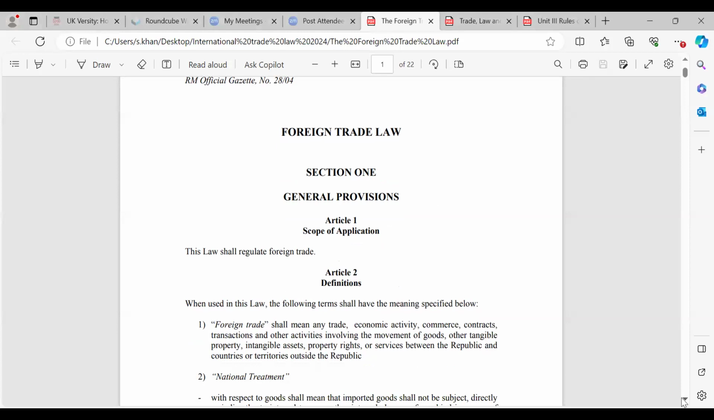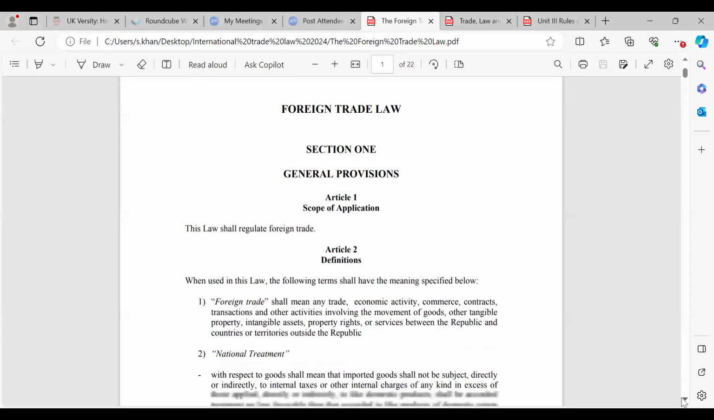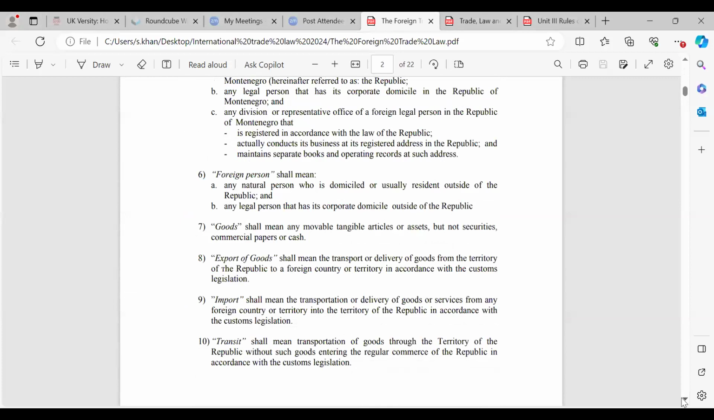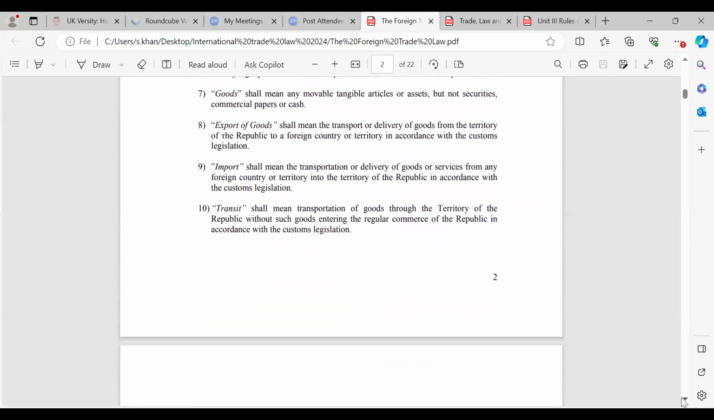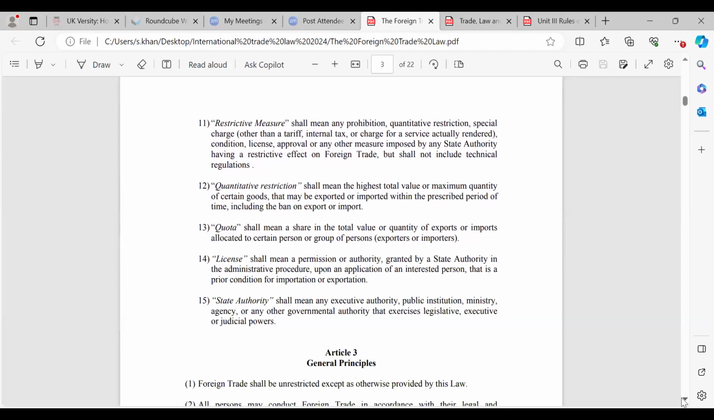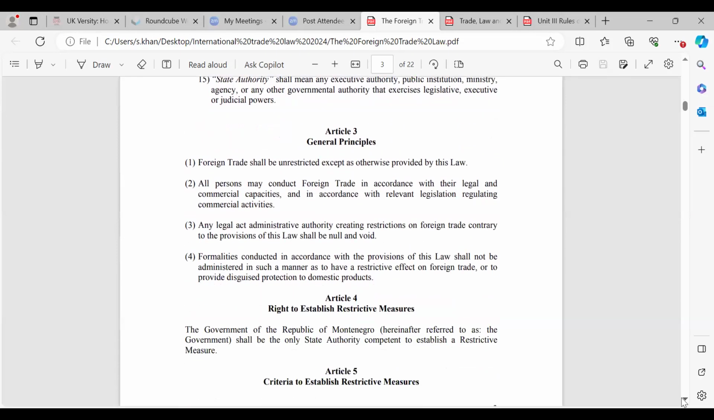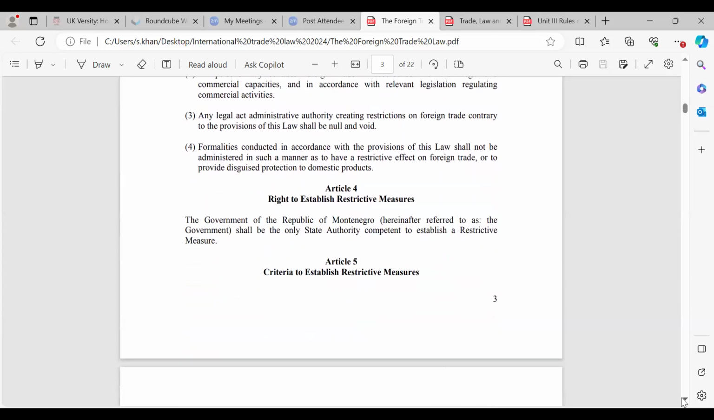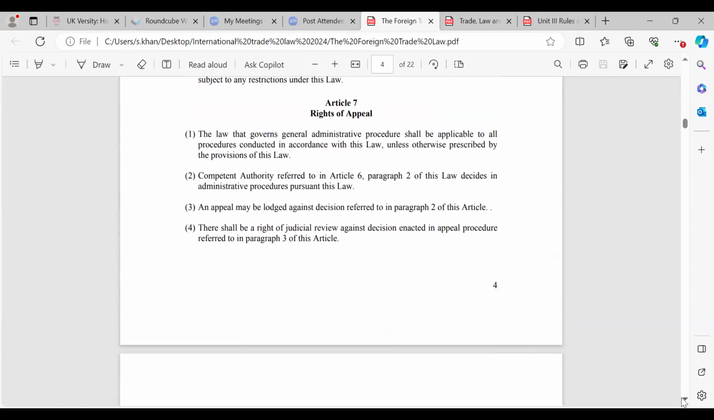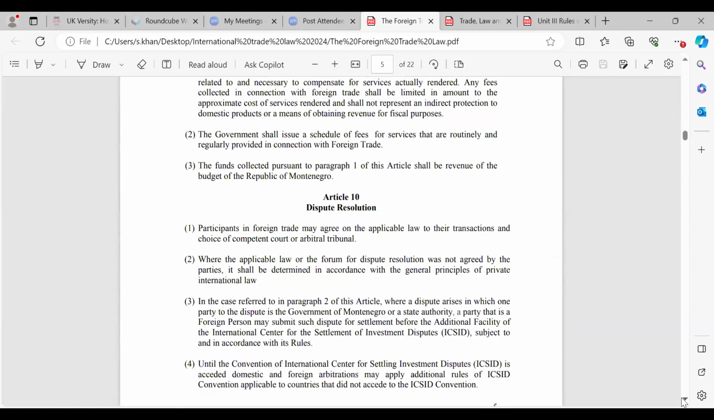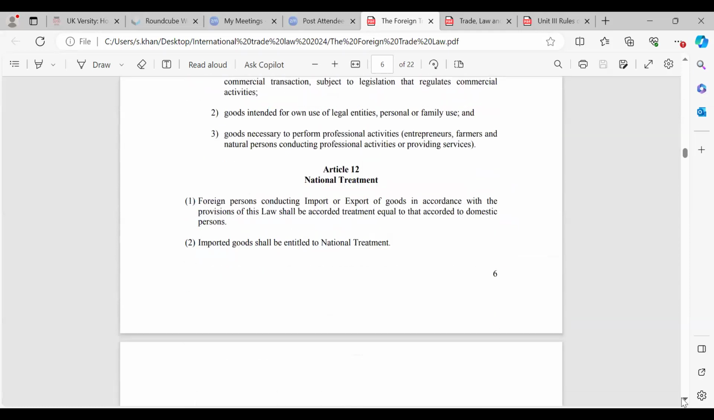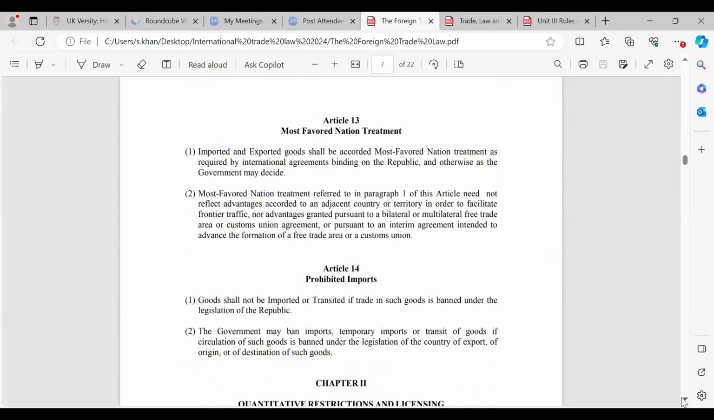And it's a 22-page article to look at things like national treatment, the treatment for export of goods, transit, how to import and export, the regulations around it, the quotas, the articles that apply to foreign trade, the articles that apply to establishing restrictive measures, but also things like the right of appeal and dispute resolution, and what articles apply to that. So this is the legal elements around exporting and importing.